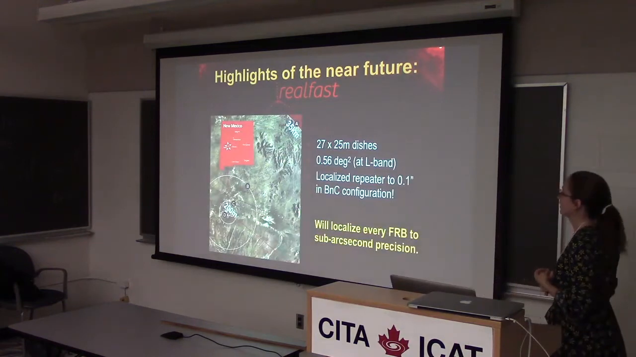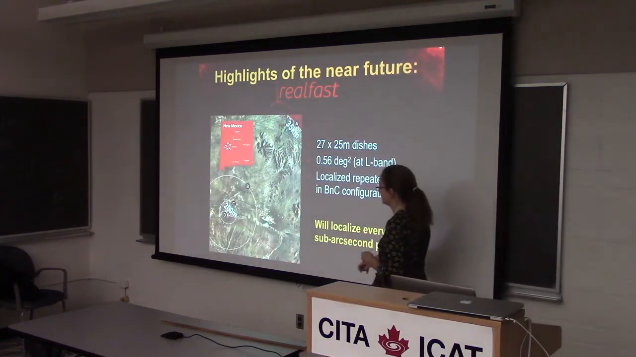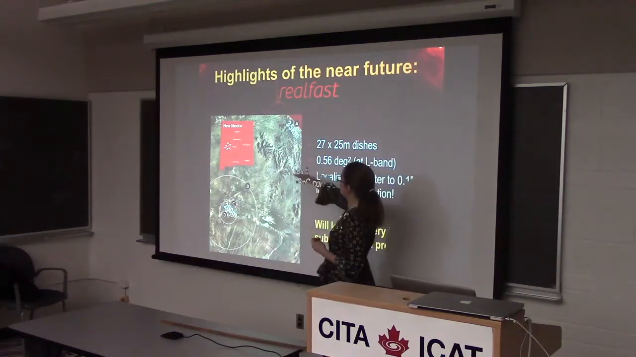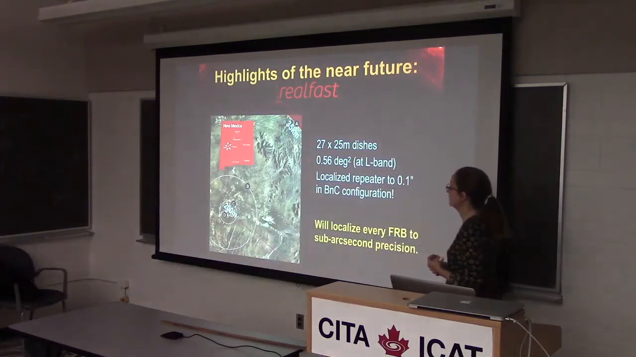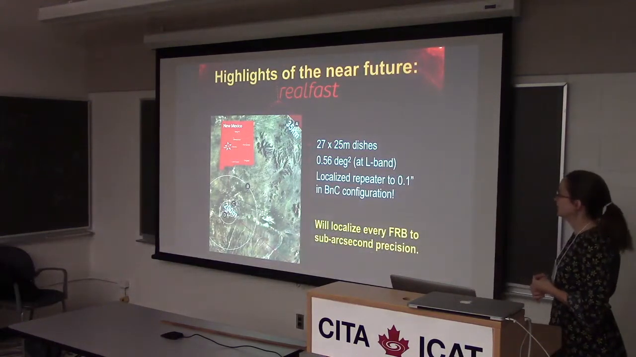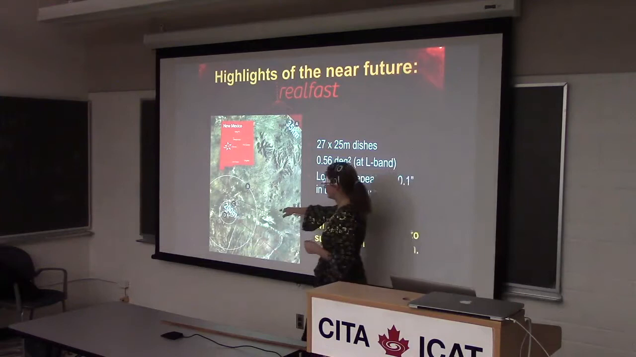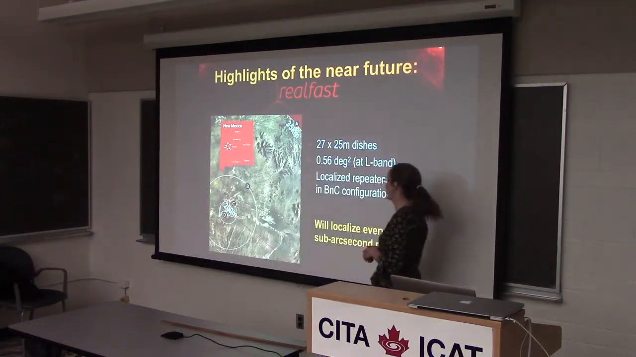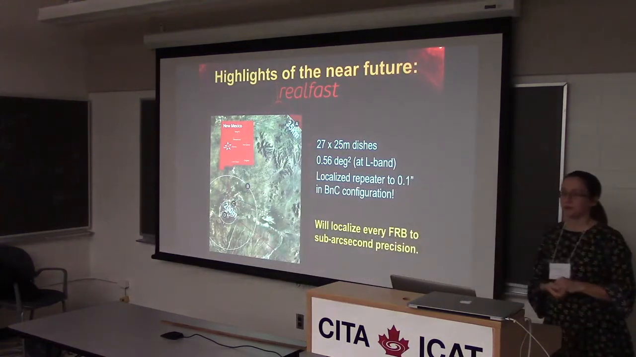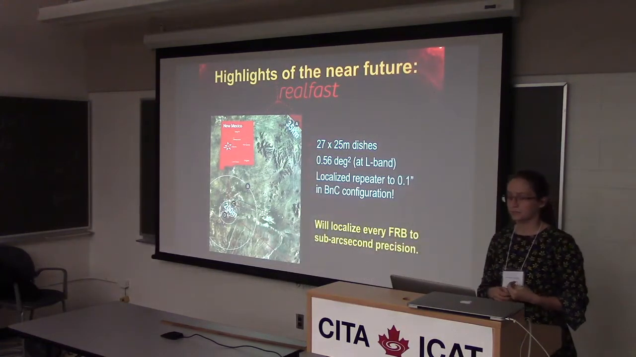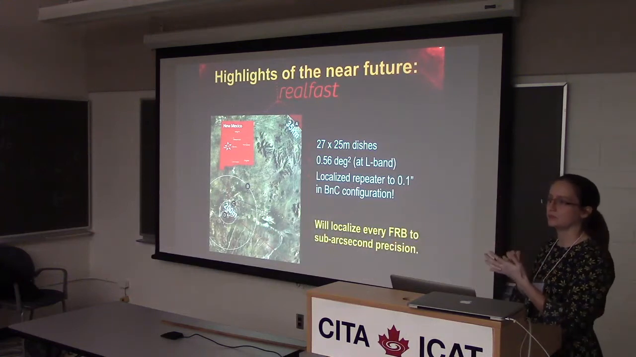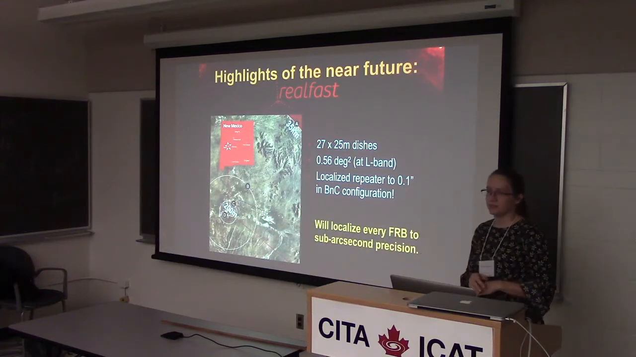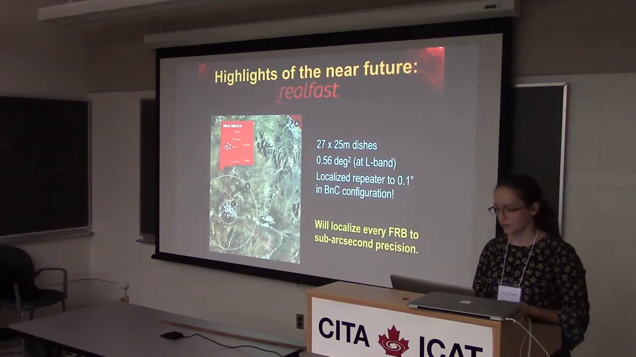But of course, the highlight of realfast is that it runs on the VLA. Even at the smallest configuration, a couple hundred meters, and its largest configuration, A configuration, goes out to 35 kilometers. B and C is what we were observing the repeater in. It's kind of like a hybrid array that's somewhere about here. Even with that relatively compact array, you localize the repeaters better than 0.1 arcsecond. So it's really fantastic at doing this really precise localization. And in fact, we expect that every FRB that we detect will have a sub-arcsecond localization.